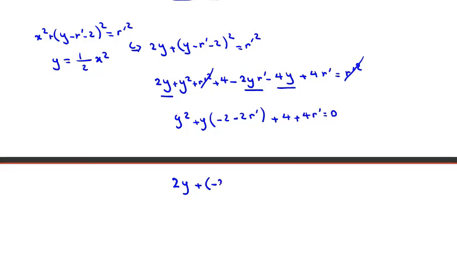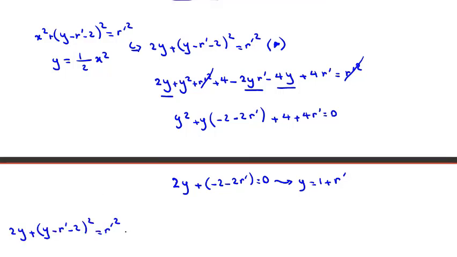It will be 2y plus negative 2 minus 2r prime equal to 0. If we divide both sides by 2 and take these to the right side, it will be y equal to 1 plus r prime. Okay. So we found this. Now we replace in the main equation here.